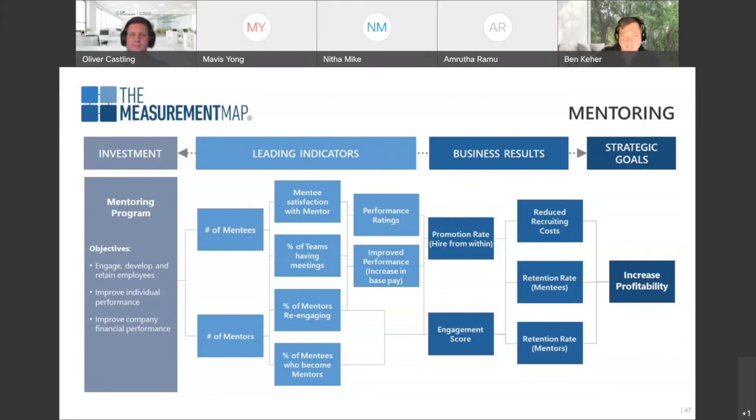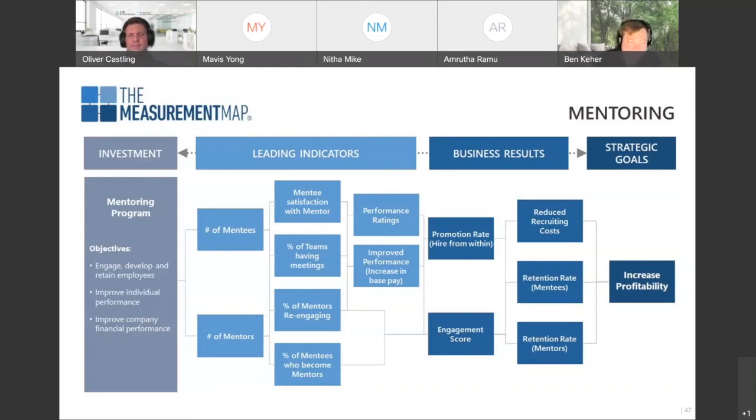We know that some of the other business results we can see is that we've seen an increase in promotion rate. So ding, ding, for those of you who said that, and engagement score. And then indicators, performance ratings, improved performance, increase in base pay. This was the first layer. I'm going to show you how it evolved because it actually did change. Mentee satisfaction rate with mentor, percentage of teams having meetings, percentage of mentors re-engaging, percentage of mentees who became mentors, number of mentees, number of mentors. It was actually a lot more than that, but I've really simplified it.